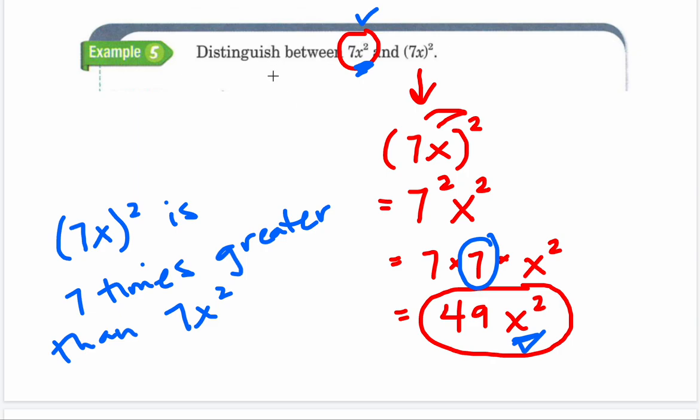That's the difference right here. That's how we can distinguish between the two. Other than that, they're exactly the same, except the quantity of 7x squared is 7 times larger because that 7 got that power of 2.